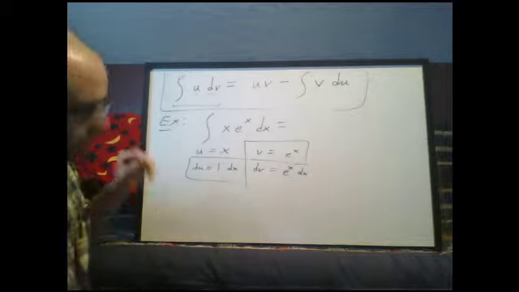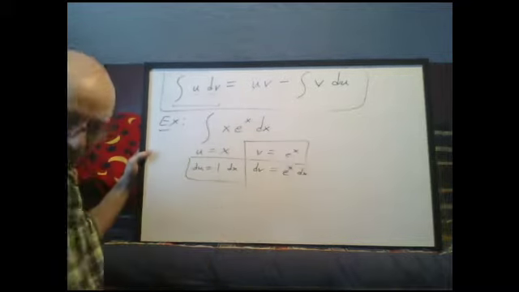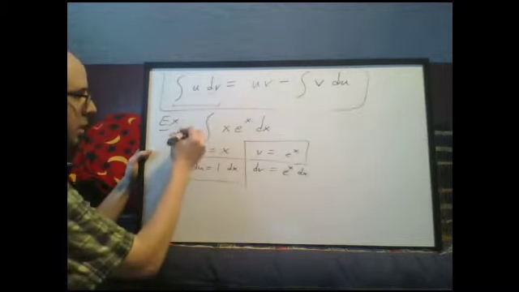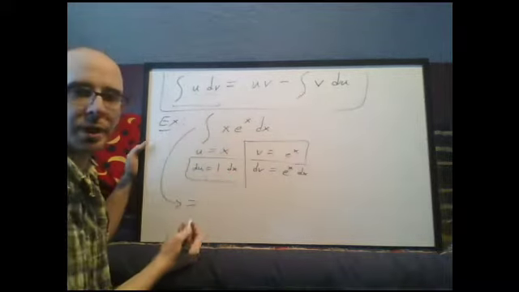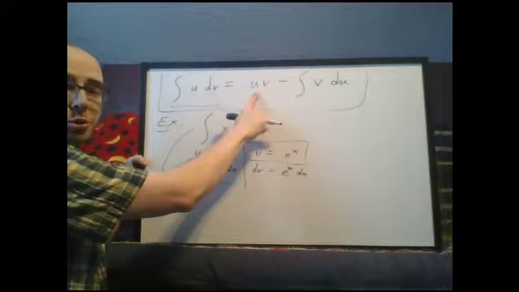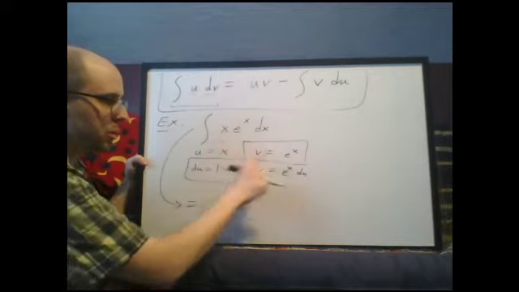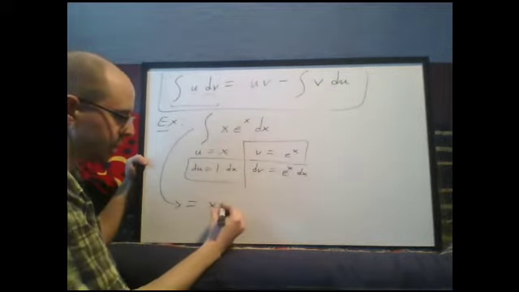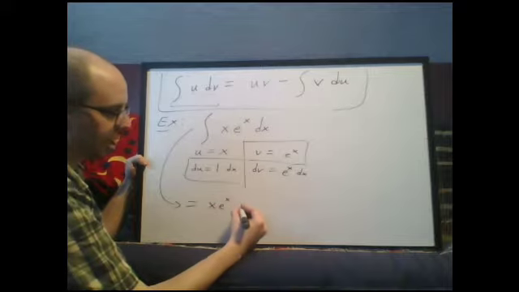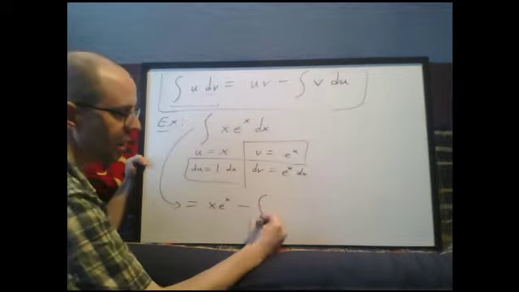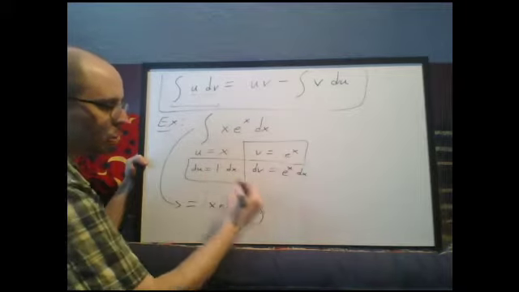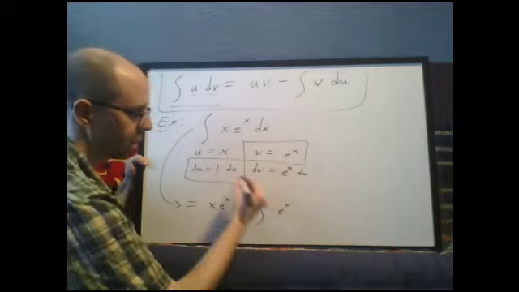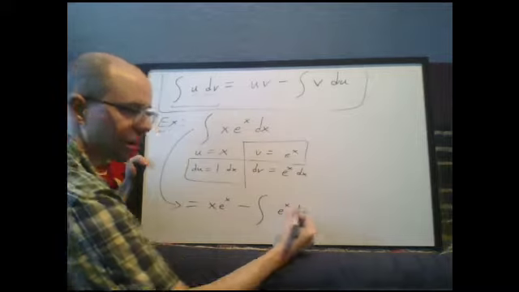Okay, so let me write it down here. After I make this choice, I rewrite my integral using my integration by parts formula. So it's u times v. So u times v would be x e to the x. And then it's minus the integral of v du. E to the x times 1 would be e to the x times dx.